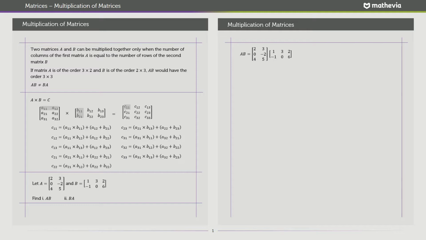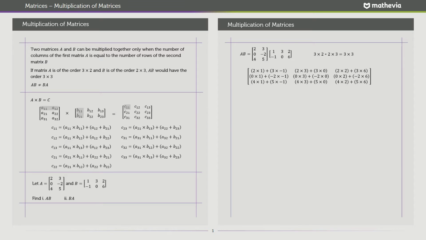Now we're going to be making use of the rows of A and the columns of B. To do that, we first of all need to identify our matrix. We have a 3 by 2 multiplying a 2 by 3, so our matrix would be a 3 by 3. You just take the two numbers on the extremes.